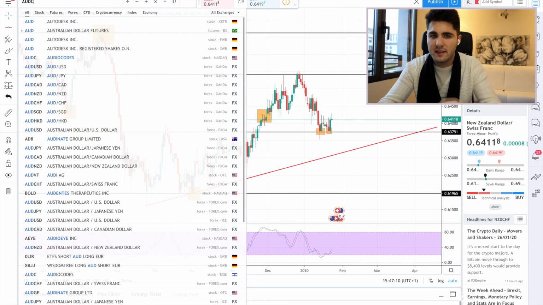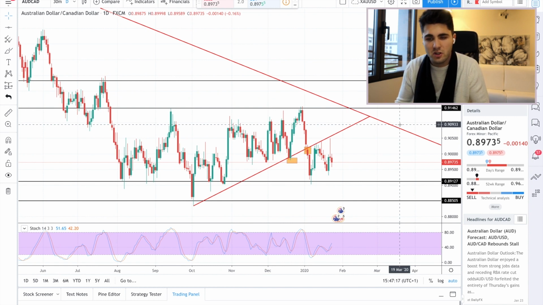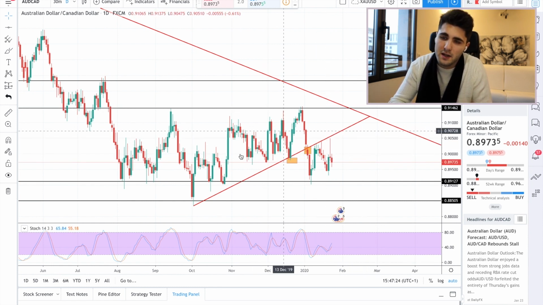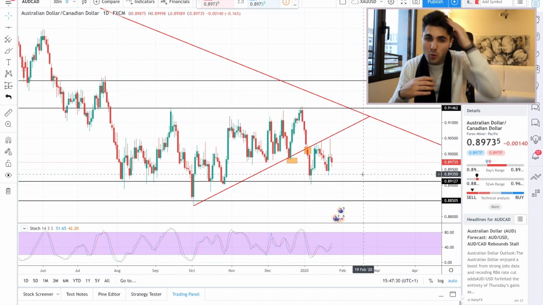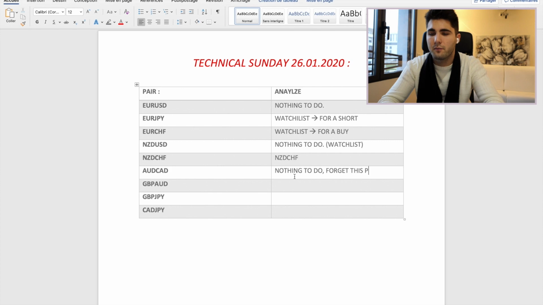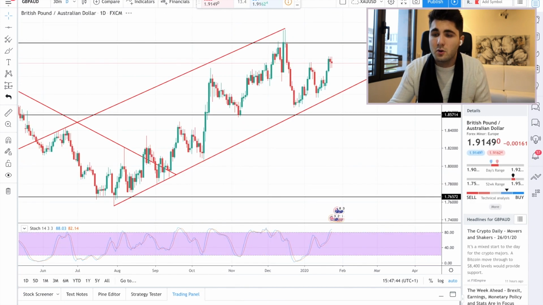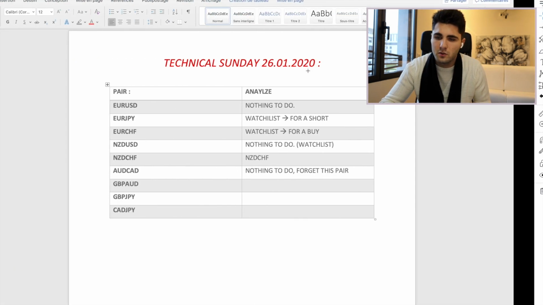AUD CAD. So what do we have? We currently have a bearish trend on the weekly chart, which is the strongest trend. As you can see, it broke the daily bullish trend, and now there is nothing because it's in the middle of the trend. It's neither near the resistance nor the support, so better stay away from this pair for the moment. AUD CAD, nothing to do. Forget this pair. Now GBP AUD. Is there something interesting? GBP AUD is currently also in the middle of the trend. There is absolutely nothing to do. We have a bullish trend on daily and weekly, really interesting, but currently nothing to do.